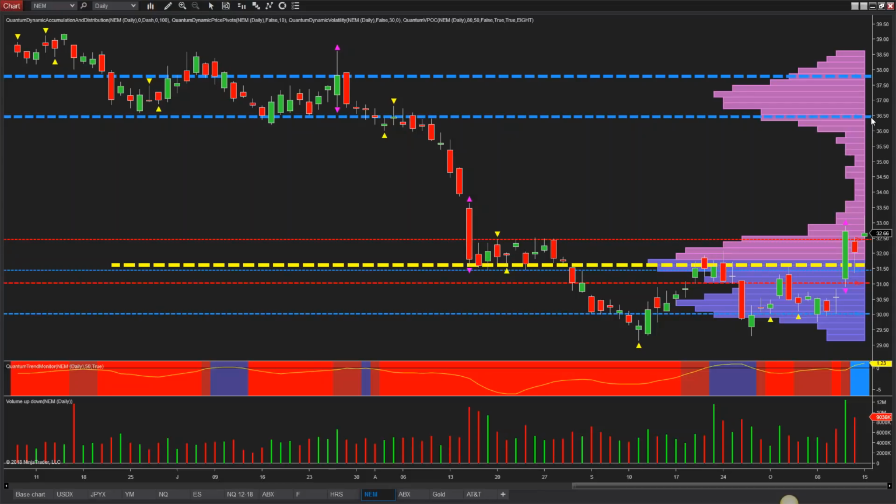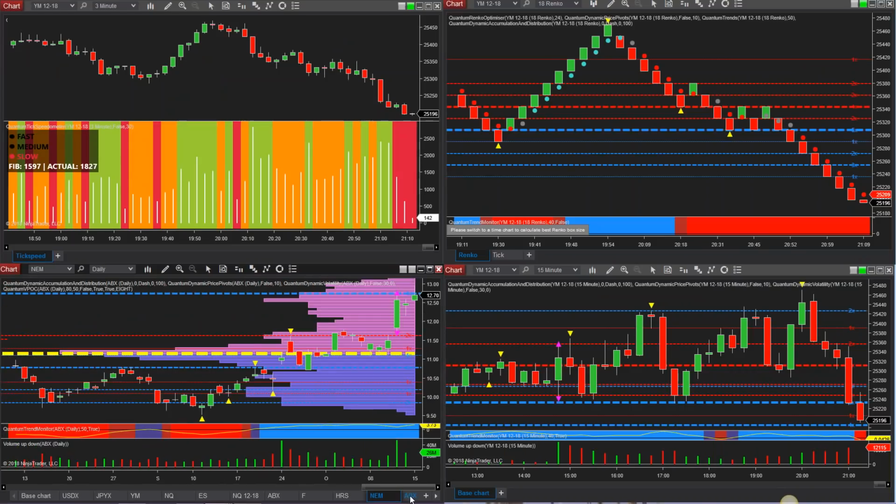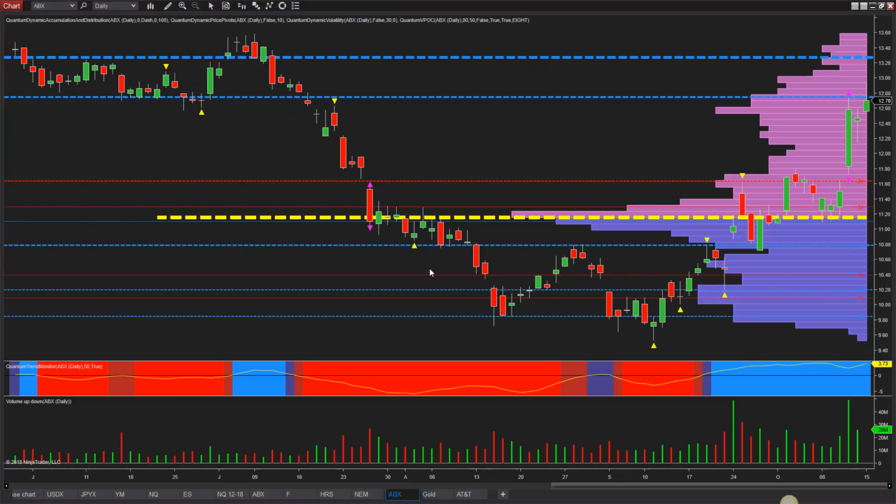Where's it going to stop? At the very least, it's going to pause up here because we've got massive resistance up here, a huge lot of volume up here, and another layer above it at 37.80 odd. So it's all about looking at a chart, trying to find out where you think the market's going to go.